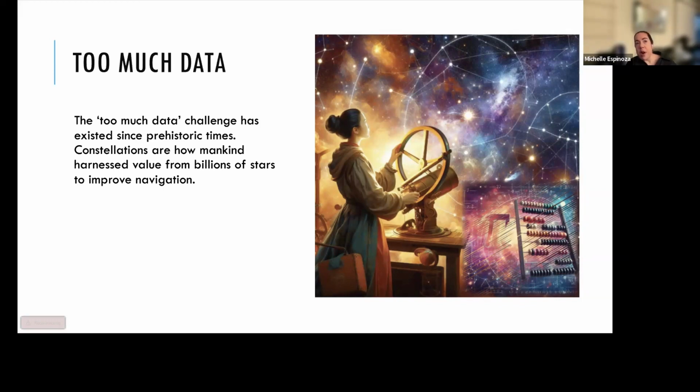But this is not a new problem, the too much data problem. Since prehistoric times, we've been dealing with too much data. This is where we got the abacus, pi, scientific notation. And if you look at the billions of stars in the sky, we were able to narrow it down to a handful of constellations that help us track time and navigate the world.